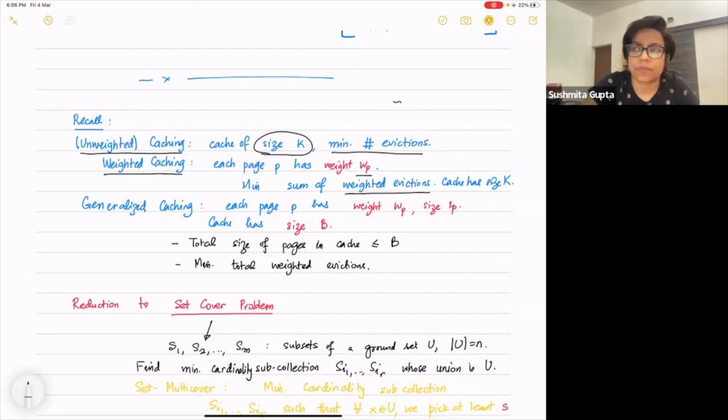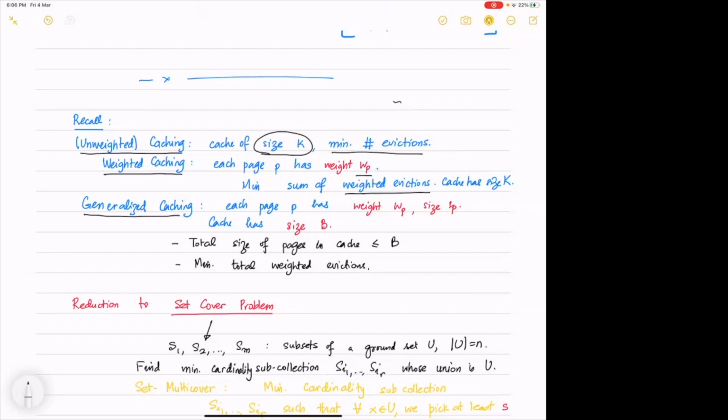Then we had the generalized caching problem, where for every page p there are two parameters, a weight parameter and a size parameter. The cache has a size, let's say B. Just like weighted paging, your objective is to minimize the total weight of the evictions. But now, instead of saying that the cache can hold k pages, the set of pages that it holds has total size that cannot exceed B.